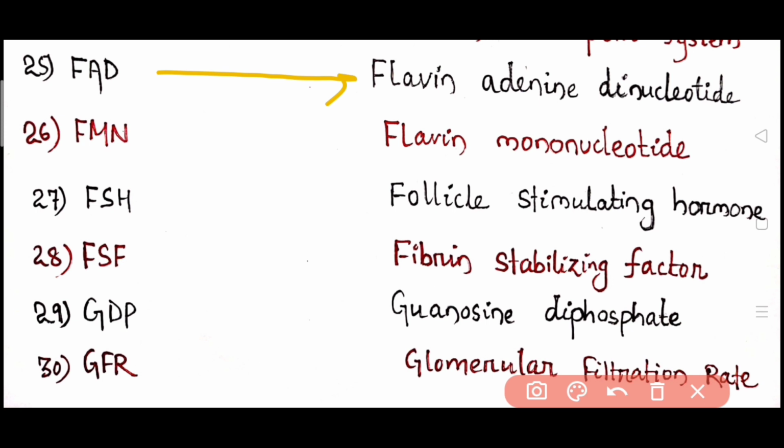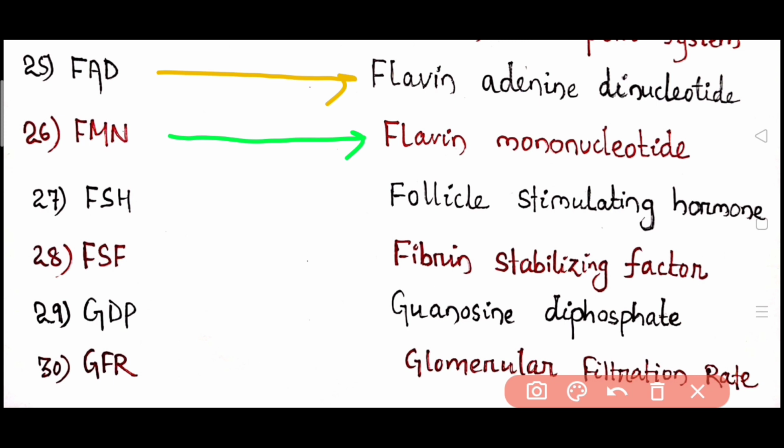Then FMN. The full form of FMN is flavin mononucleotide. It is a biomolecule produced from riboflavin, that is vitamin B2, by the enzyme riboflavin kinase. It is a blue light photoreceptor from the conventional photoreceptor.